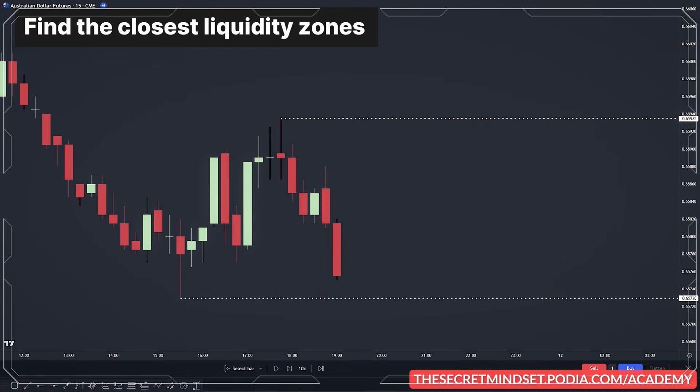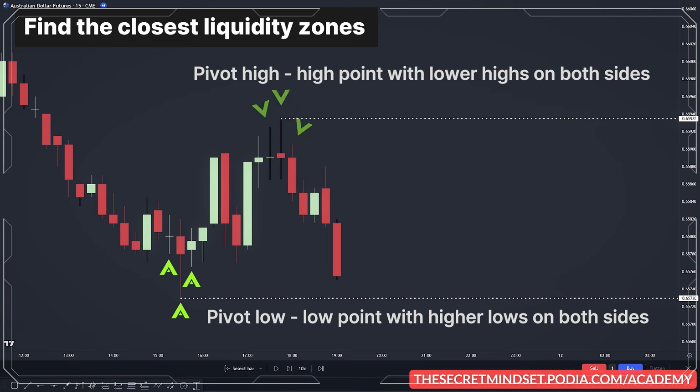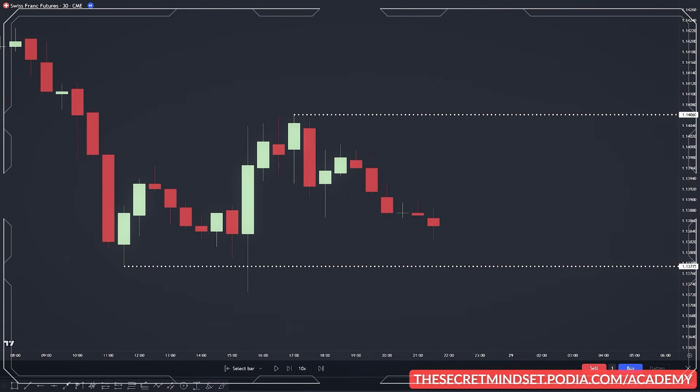Here's the simplest way to find the closest liquidity zones. It's all about recent price pivots, the ups and downs in price that stand out on a chart. A pivot low is a low point with higher lows on both sides. A pivot high is the opposite, a high point with lower highs on both sides. And why do these matter? Well, it's all about how traders think.